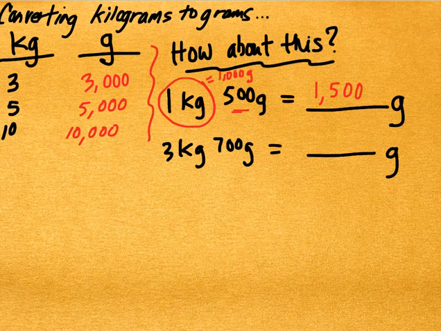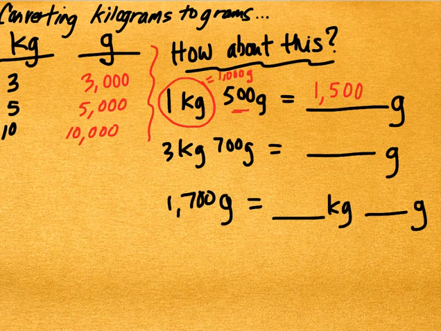So for 3 kilograms and 700 grams, you already know the answer to this. Let's see, 3 times 1,000 plus 700. Oh yeah. I know the answer to that, but I'm not going to tell you. I know, I'm being a little stingy right now.